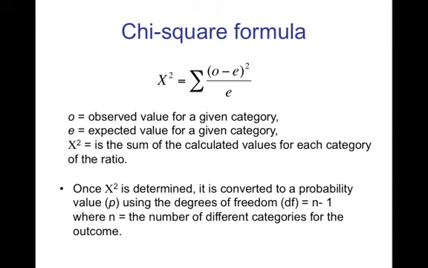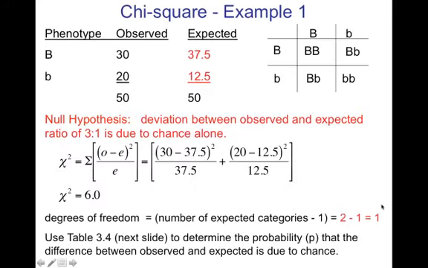In our case, we have two possible categories, a black kitten or a gray kitten. So in this case, it's going to be 2 minus 1. And in our problem, the degrees of freedom will be 1. All right, so let's plug our numbers in. Our observed is 30. Our expected is 37.5 for black cats, and then for gray cats, it's 20 and 12.5.